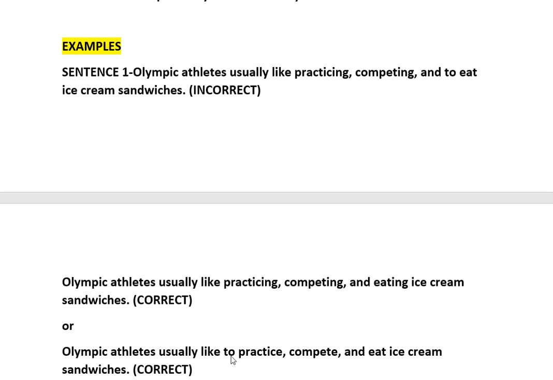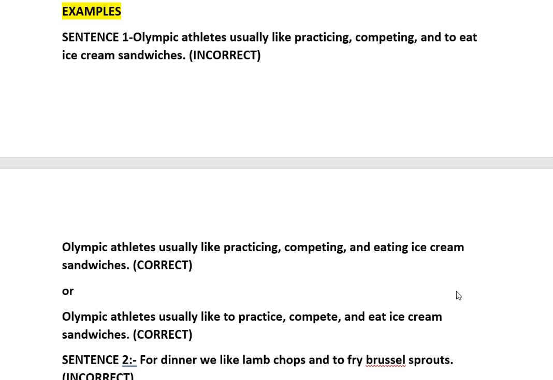Again, we can use only infinitives. A structure comprising only infinitives. That is to practice, compete and eat. See, we need not use to again and again. It becomes redundant and superfluous. Fine. You need to understand that as long as the form of the verb is the same in all the three cases, fine, you are good to go. You need not use it again and again.